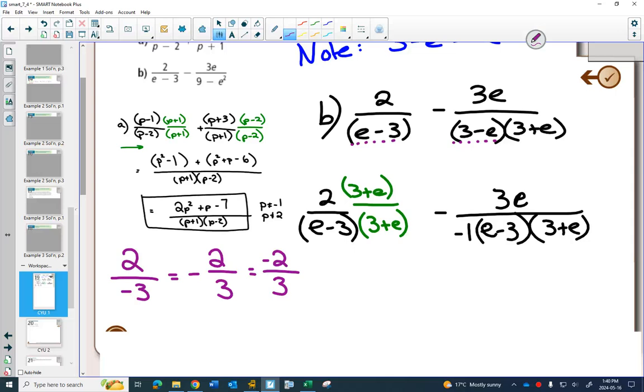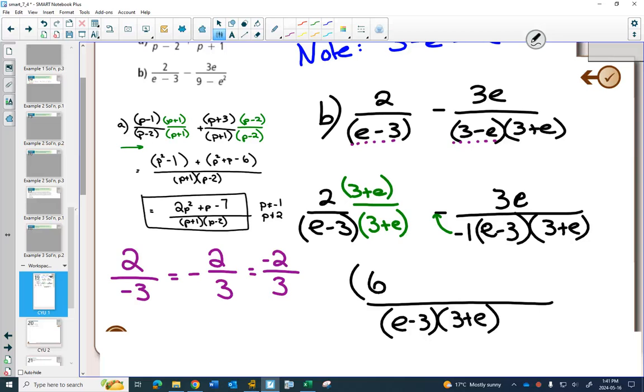For me personally, in this situation, I would like to put it in front, because if I put it in front, what will that do to my subtract sign? Change it to an add sign. So that's what I'm going to do. If you wanted to keep the negative on the bottom, make a common denominator with the negative, not wrong. Now I have my common denominator of e minus 3, 3 plus e, and if you wanted to write the second one as e plus 3, that's not wrong.